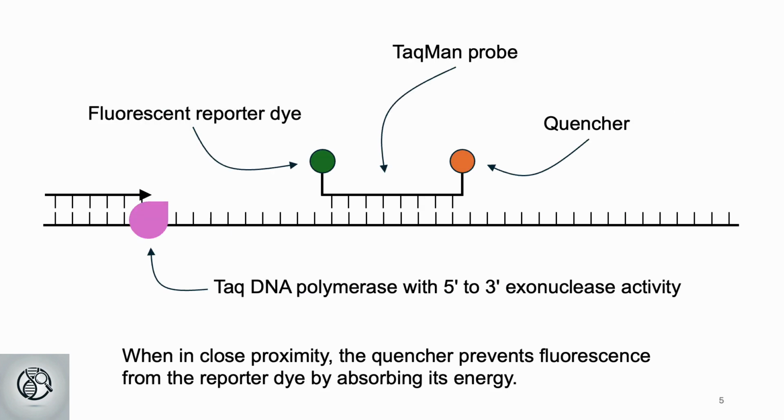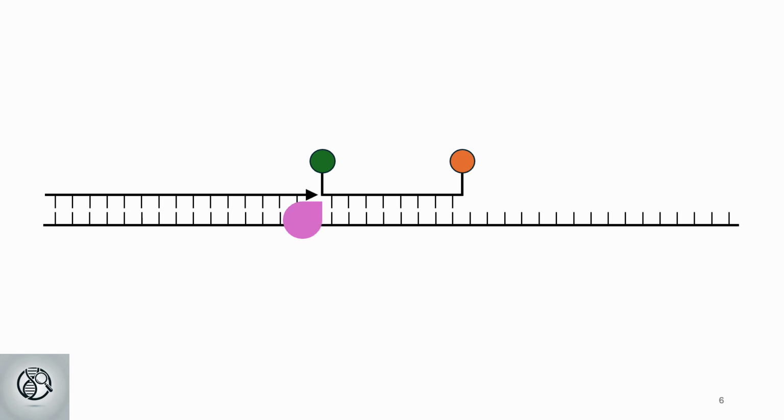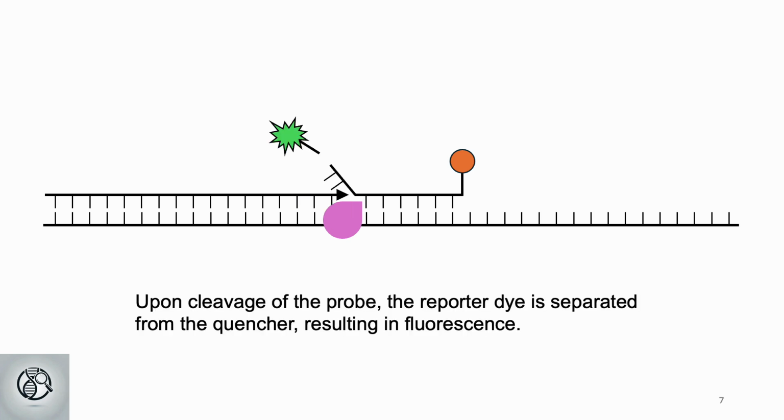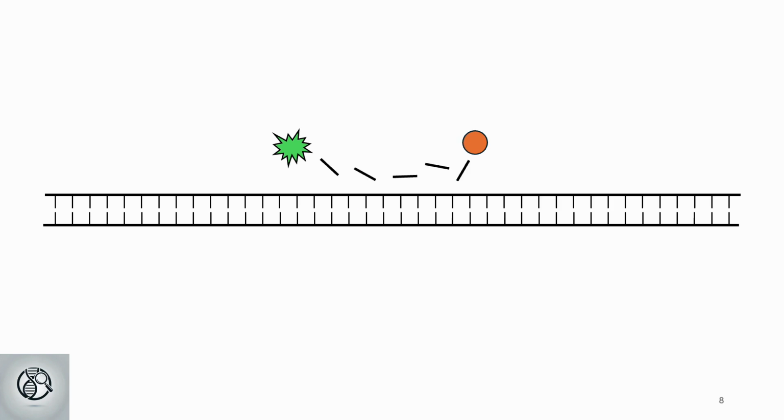The second approach involves using a TaqMan probe, which consists of a 5' fluorescent reporter dye and a 3' quencher molecule. When in close proximity, the quencher prevents fluorescence from the reporter dye by absorbing its energy. However, when Taq polymerase reaches the probe, its exonuclease activity cleaves the reporter dye from it, resulting in fluorescence. The remaining 3' fragment of the probe is eventually cleaved or displaced as well.